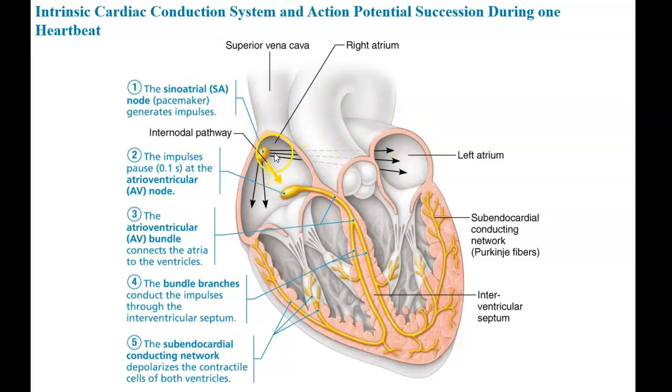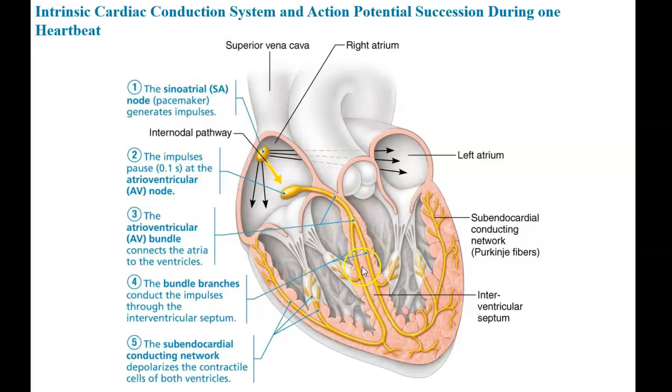Then that impulse is going to reach the atrioventricular node. And then from the node, it goes into the atrioventricular bundle, which is also known as the bundle of His. This is the only electrical connection between the atria and the ventricles. So from that bundle, it'll branch off into the bundle branches, and then it'll conduct the impulse through the interventricular septum, which is this structure here that separates the two ventricles. So that's why it's called interventricular septum.